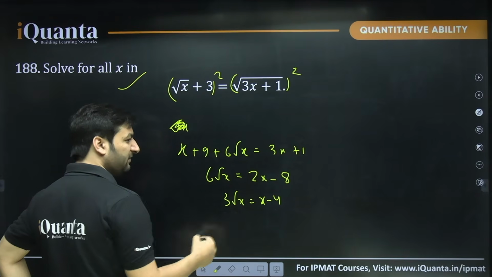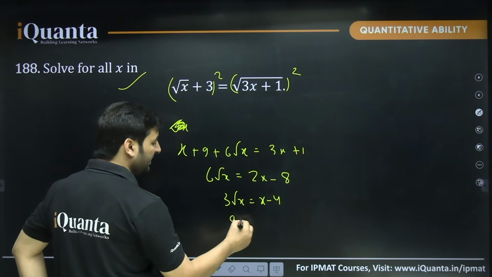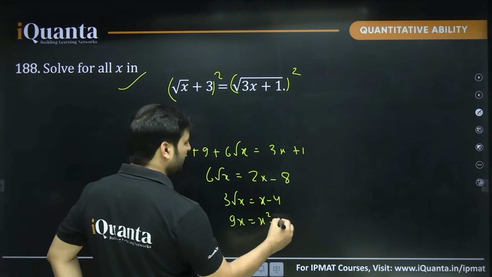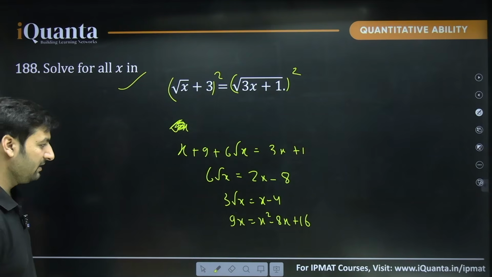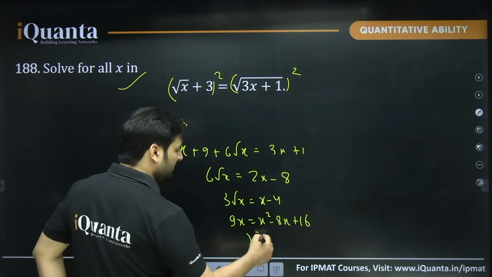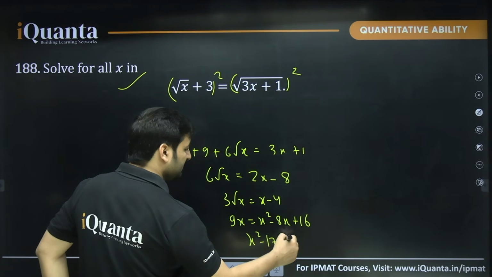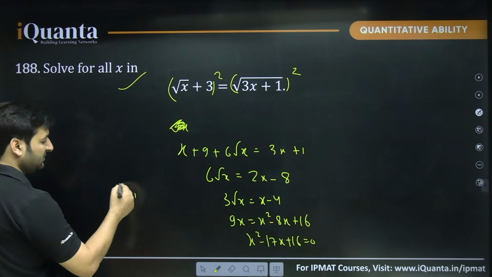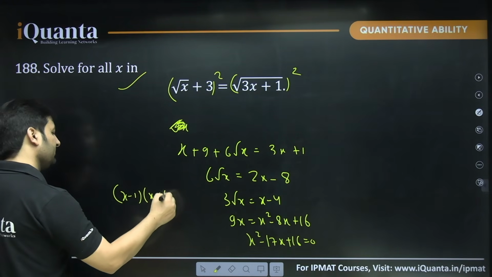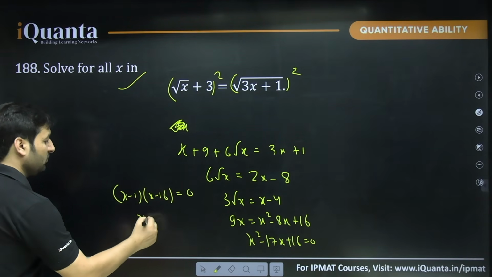Squaring both the sides again, we have to get rid of the root. We will get 9x equal to x square minus 8x plus 16. Isn't it? So x square minus 17x plus 16 is equal to 0. So x minus 1 times x minus 16 is equal to 0. We will get two values of x, 1 and 16.